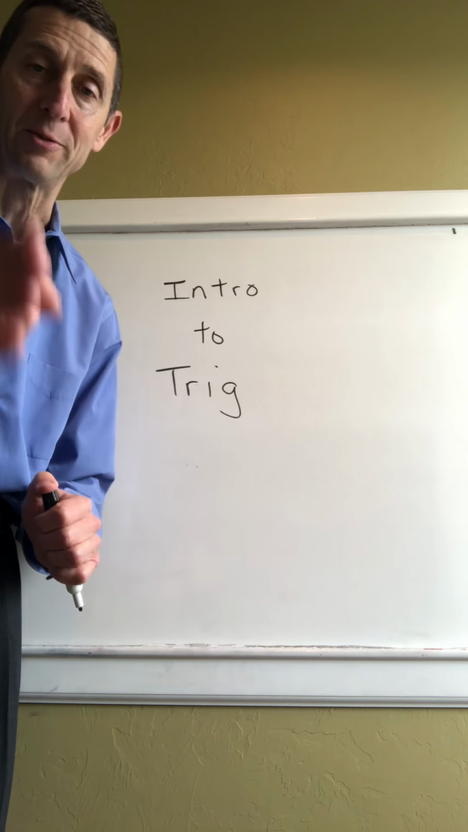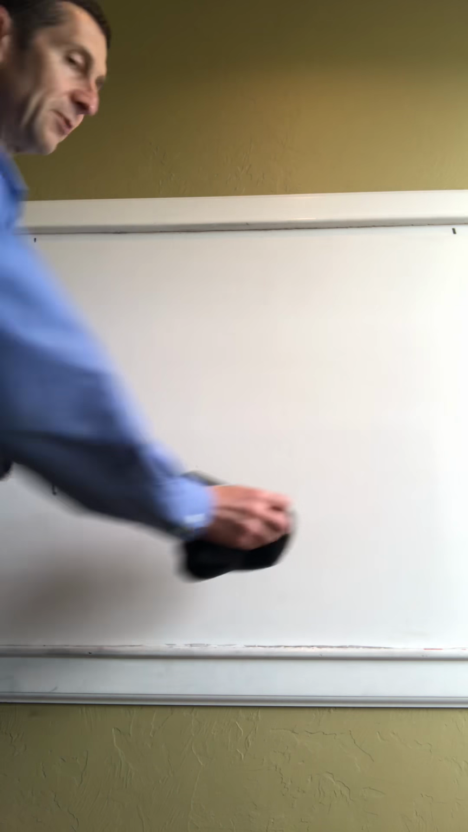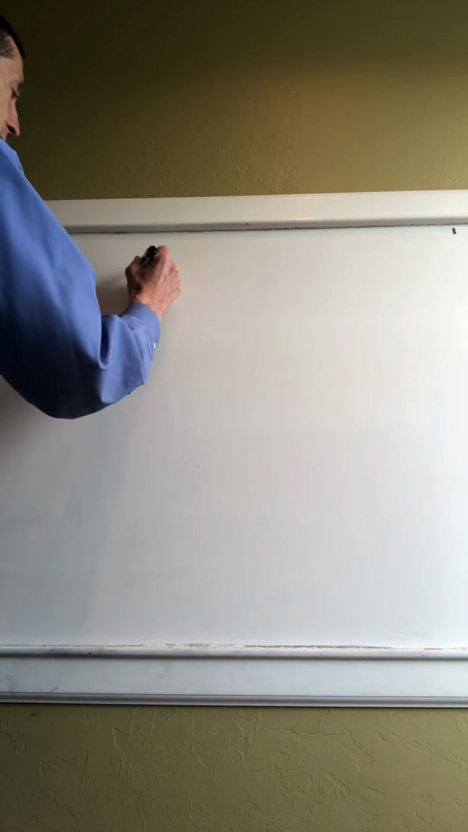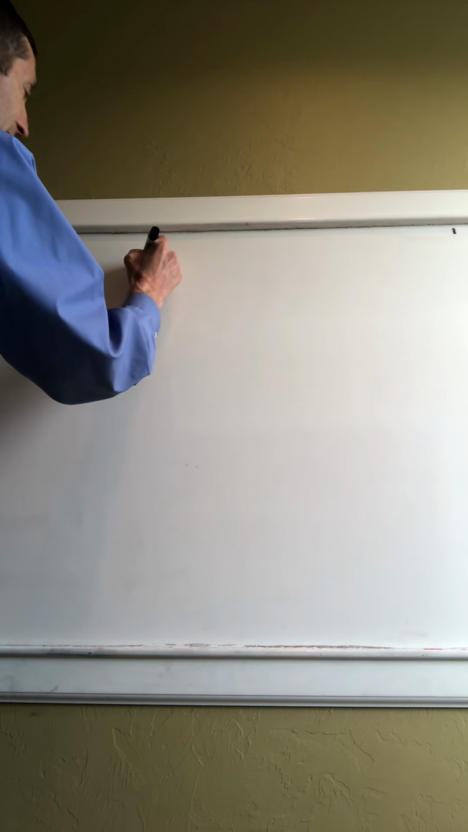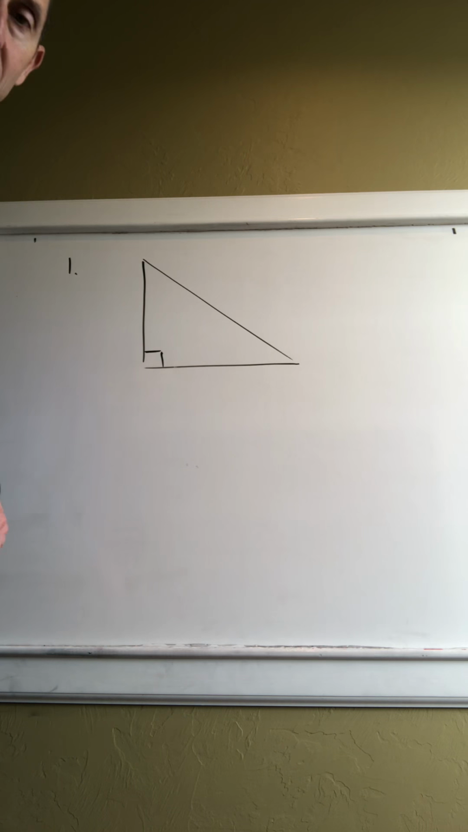So trig ratios: sine, cosine, and tangent. 3 of my best friends. Let me give you an introduction to how this works. Let's do number 1. Let's say you've got this right triangle. It has to be a right triangle.